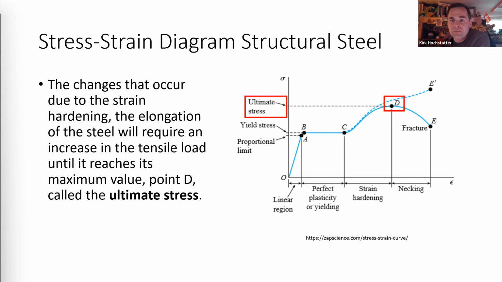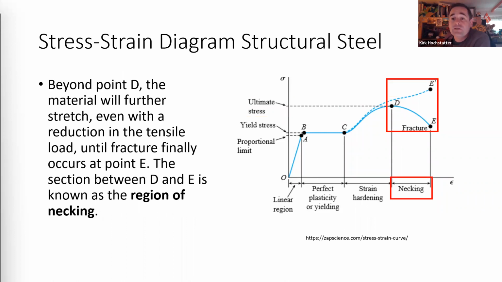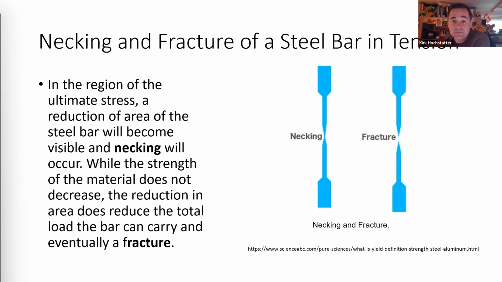The load eventually reaches its maximum value, and the corresponding stress at point D is called the ultimate stress. Further stretching of the bar is accompanied by a reduction in the load, and fracture finally occurs at a point such as E. Near the ultimate stress, the reduction in the area of the bar becomes clearly visible and pronounced necking of the bar occurs.